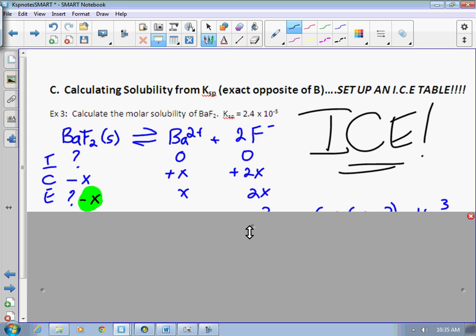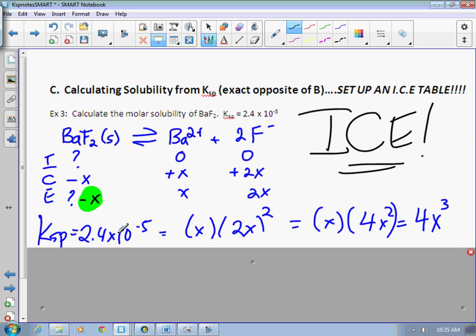So at the end of my ice table, the basic idea here is that the barium and the fluorine are in a 1-to-2 ratio. So now, when I plug that into the KSP expression, it looks something like this. KSP equals the number given equals x for the barium and 2x for the fluorine raised to the 2nd power. Gotta be really careful with your math and simplify this properly. That 2x squared is actually 4x squared, times another x is 4x cubed.